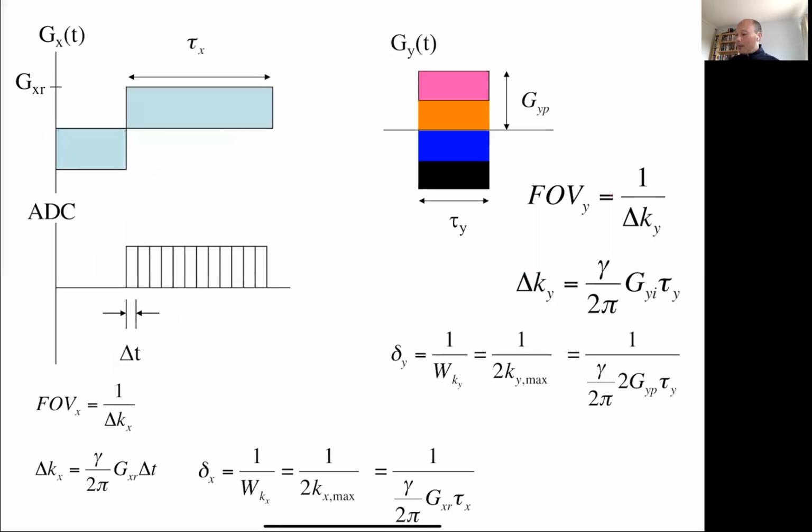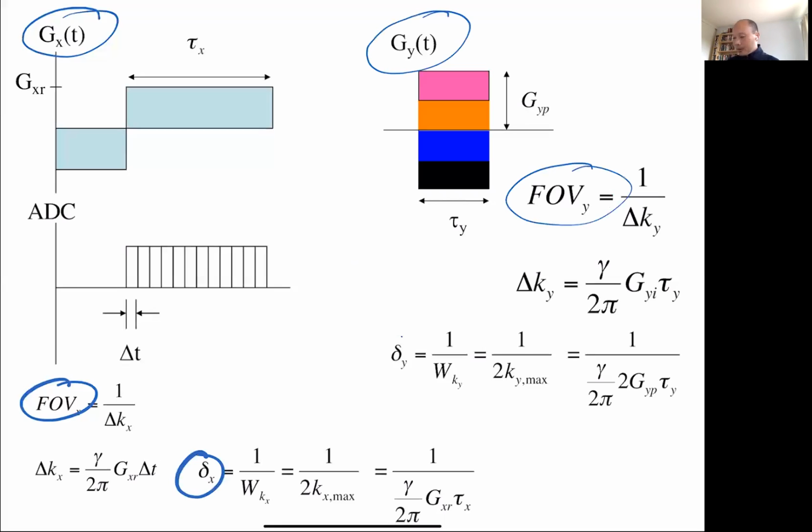Okay, so we've totally designed our spin warp pulse sequence in the sense that the things that have to do with the readout, so the readout gradient, depend on FOV of x and delta x, and the things that have to do with the phase encode gradient depend on FOV of y and delta y.